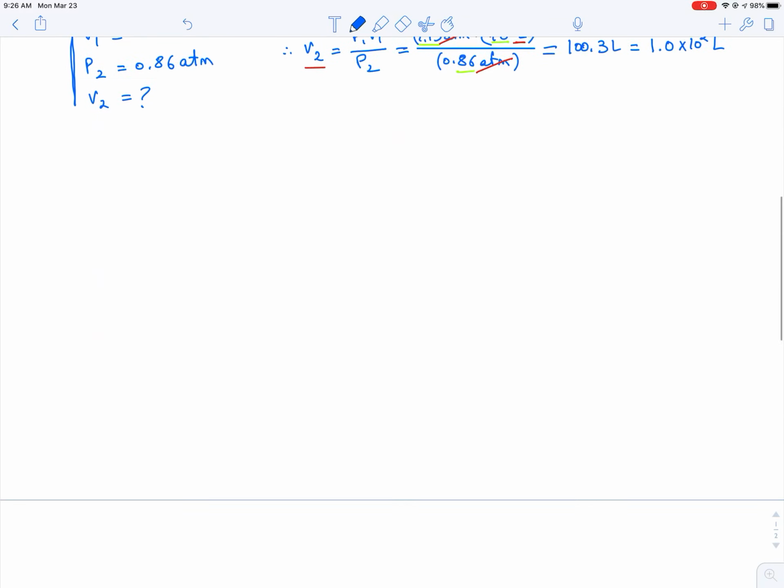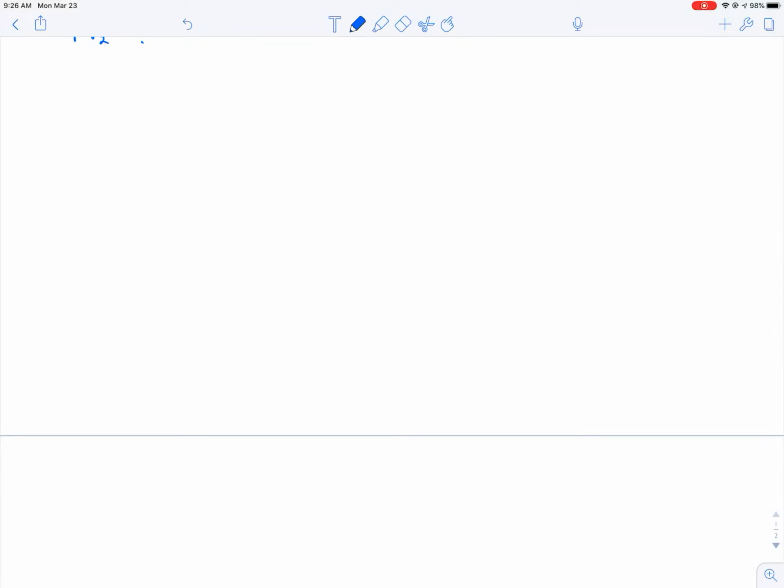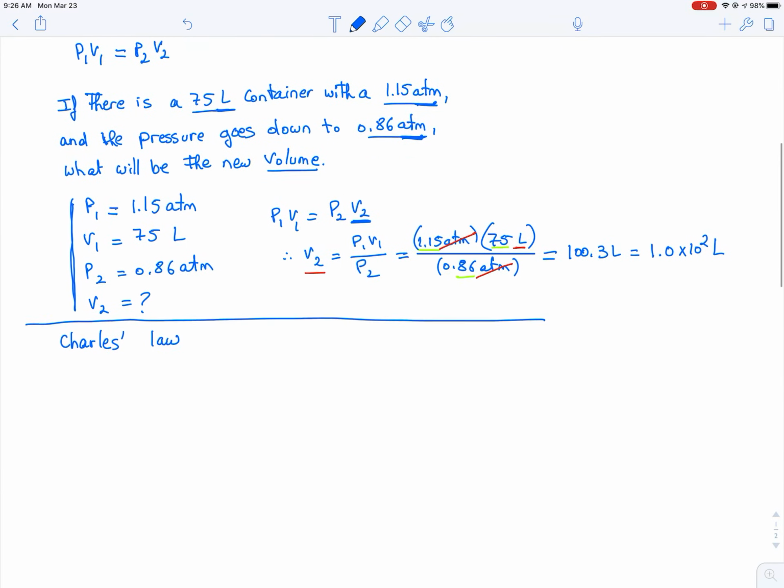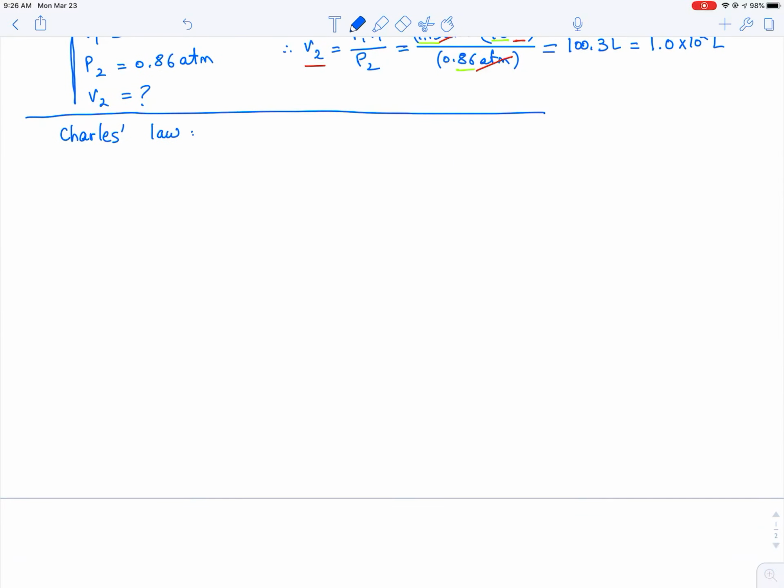Next is Charles' law. Now with Charles' law, so let me draw a line here. With Charles' law, you guys, we're studying the relationship between V and T, which means that the pressure in this case and the number of moles are constant. So we're not touching this. We're only working under the same pressure, but we're playing with volume and temperature.